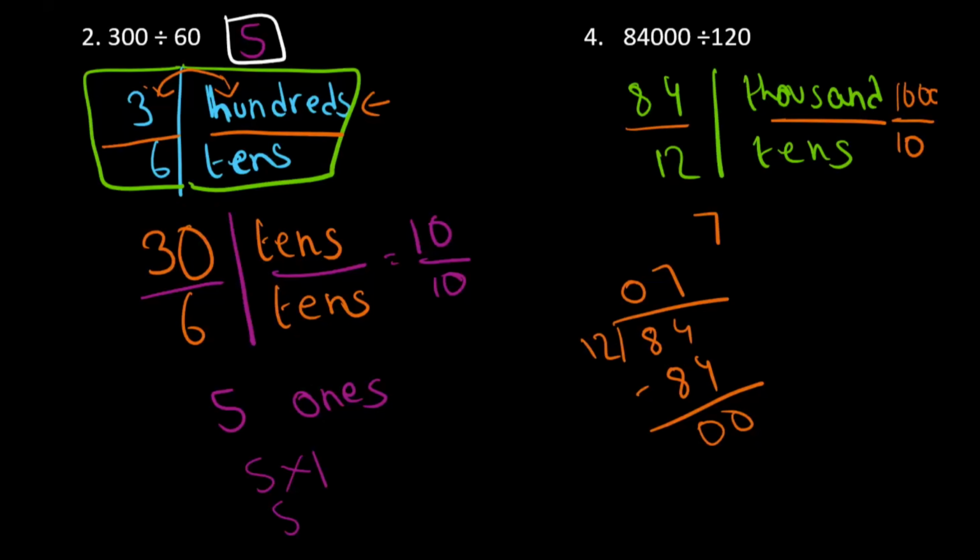7 hundredths also equals 700. And let me just box it quickly. And that's our answer for the fourth question, 700.